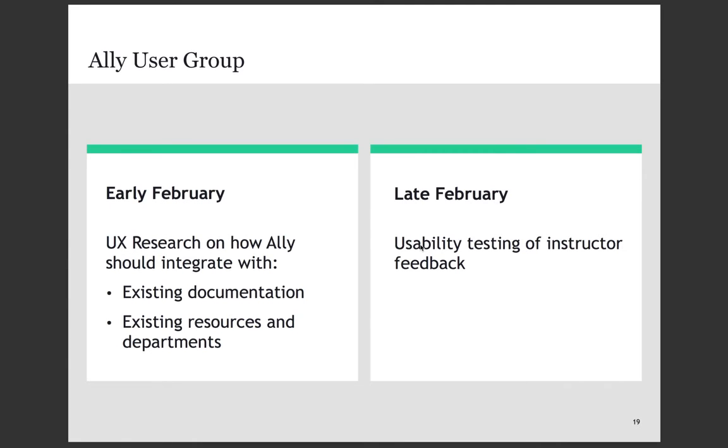So things like: is there any existing documentation that you already have that you'd like Ally to integrate with or surface in some way? How would you prefer the workflow to be in terms of instructors reaching out for help when they're unable to fix an accessibility issue in their content? How do you want students to reach out if they have questions or problems with a particular alternative accessible format? That's what those questions will be focused on, and we'll then summarize all of those findings, definitely share that back with the group, and then move on into doing some design work around that.